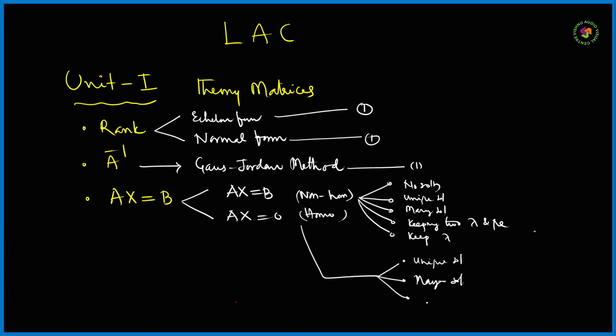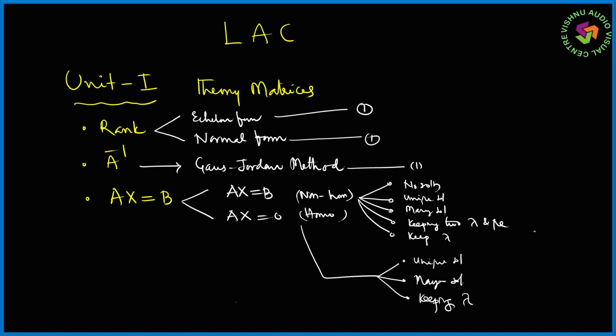The third type of problem will keep some unknown parameter. So it asks for what values of that parameter the system has a non-trivial solution. Keeping some parameters, let us say lambda or some k, you will keep like that. For what values of lambda and k the system has a non-trivial solution, we'll ask that one.